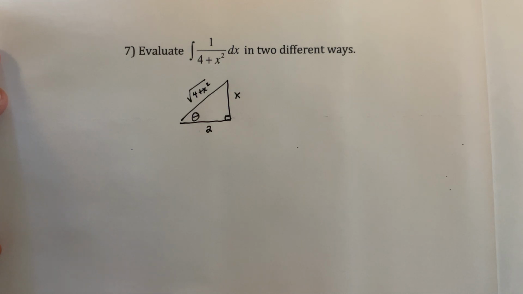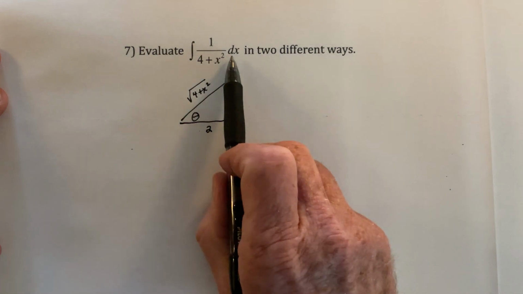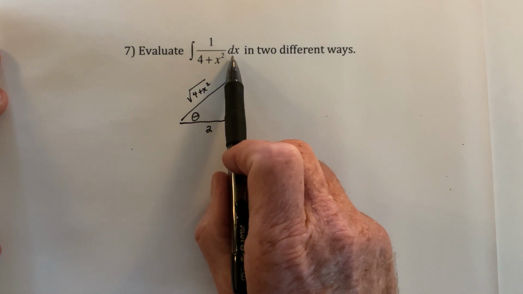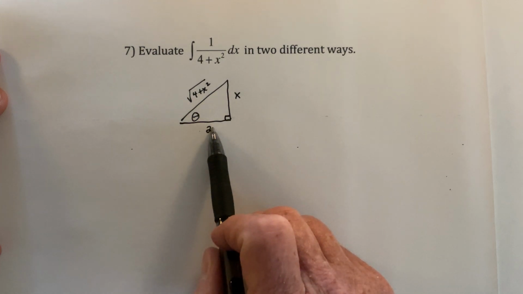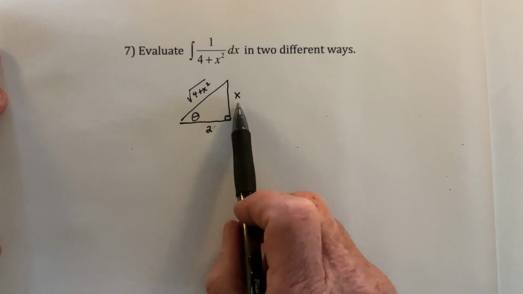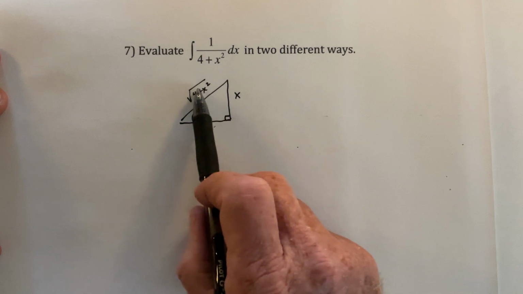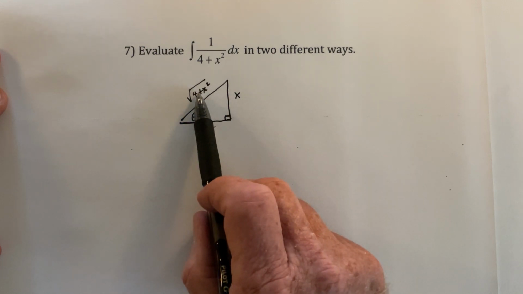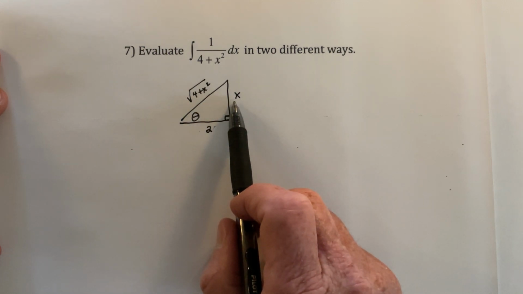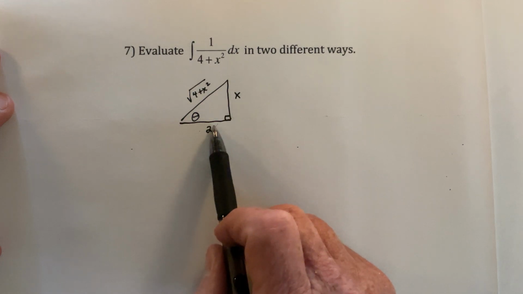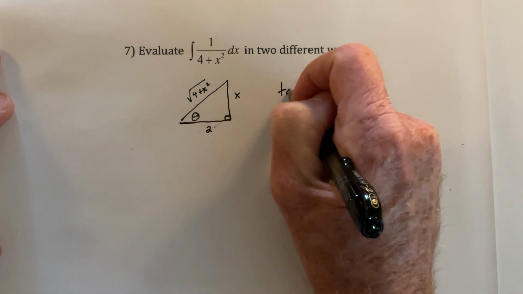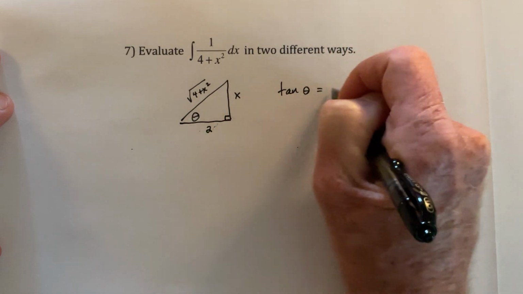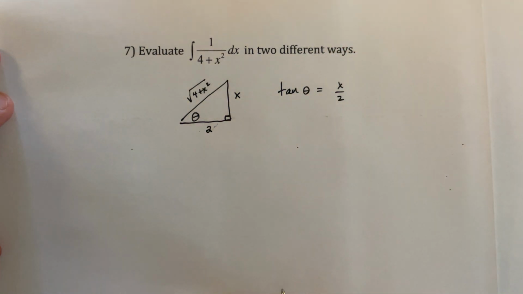Now we need to do a couple of things. I do need to find out what dx equals. So the first thing to do is find out what x equals. So if I divide these two sides, I'll be able to see what x equals. I could divide these two sides, but because both of these have an x, it would be very difficult to solve for x. So I'm going to use these two sides. And that is going to be tangent. So tangent of theta equals x over 2.